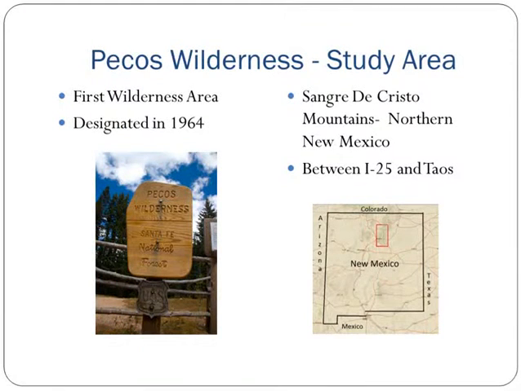The study area will be the Pecos Wilderness. I chose this because it's the first wilderness area designated, in 1964. It covers the Sangre de Cristo Mountains in northern New Mexico.